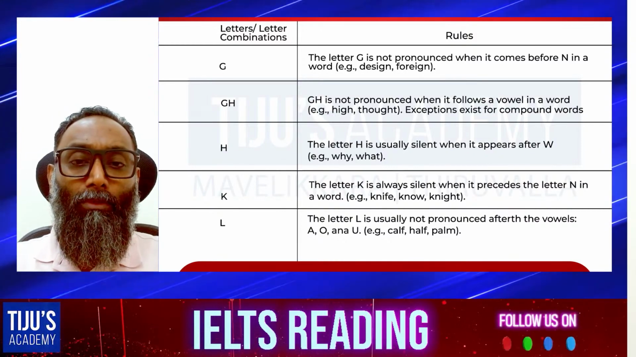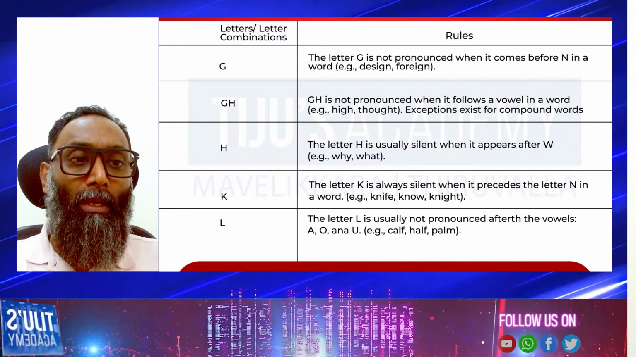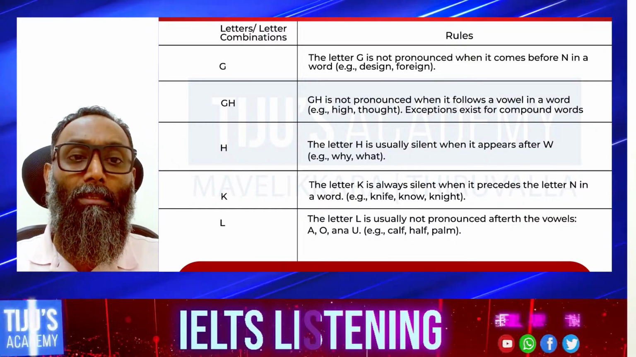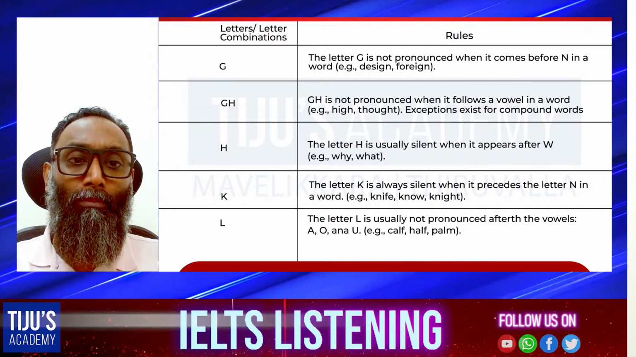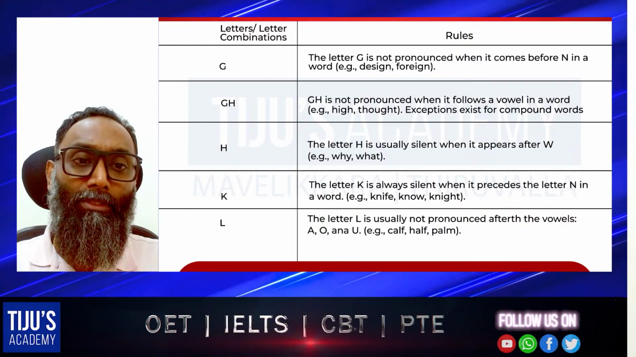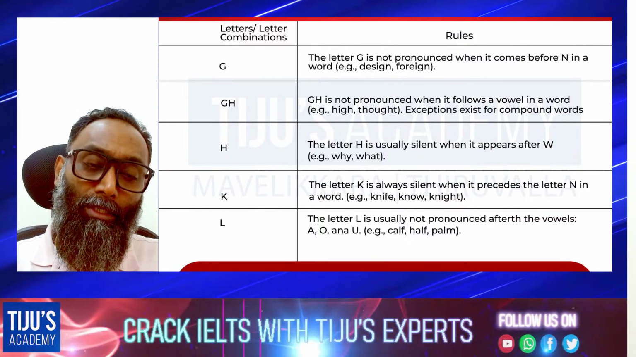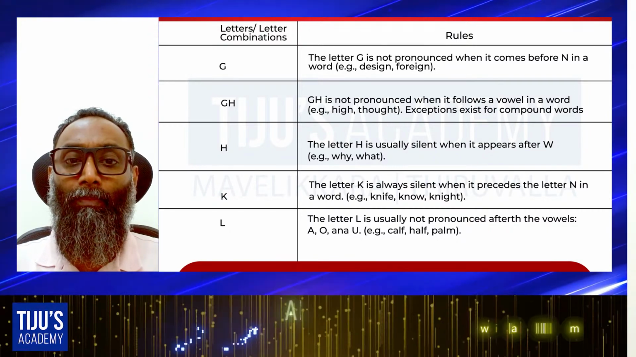So now let's look into G. The letter G is not pronounced when it comes before N in a word. For example, design, foreign. Here you see the G is not pronounced, it's silent. Same thing with foreign, F-O-R-E-I-G-N. G is not pronounced, it's just N. So it's foreign, and the same goes with design.